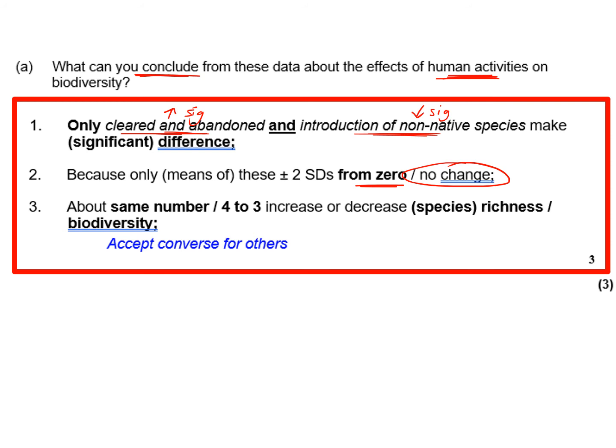Now, we could also conclude that 4 of the activities increase species richness, which are the top 4, and 3 of the activities actually decrease species richness. So you could even name the activities which increase and name the activities which decrease the species richness.